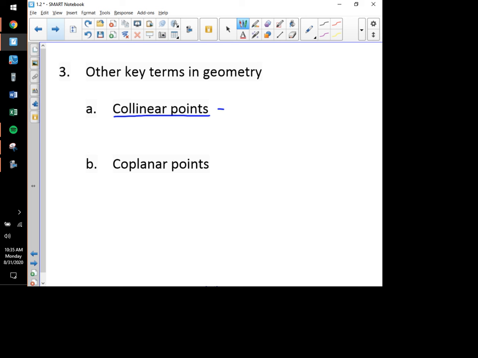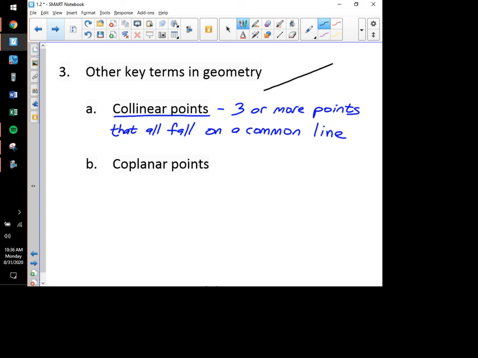So collinear points are going to be defined as 3 or more points that all fall on a common line. The easiest way to draw collinear points is to look at it backwards and actually begin by drawing yourself a line. Don't forget arrows at the end here.